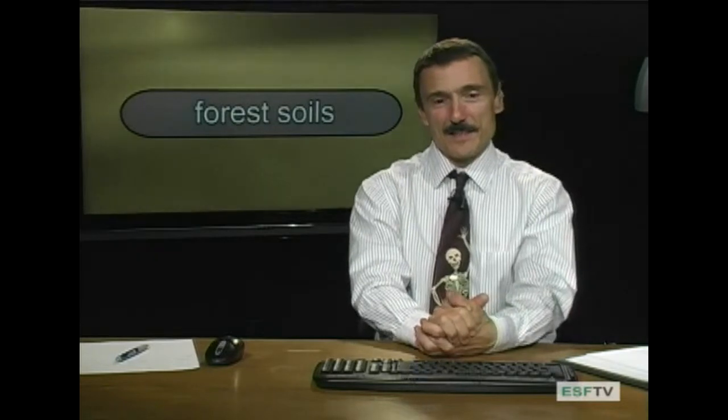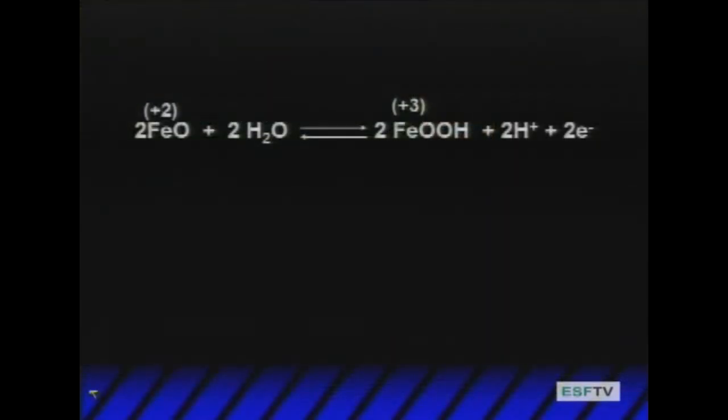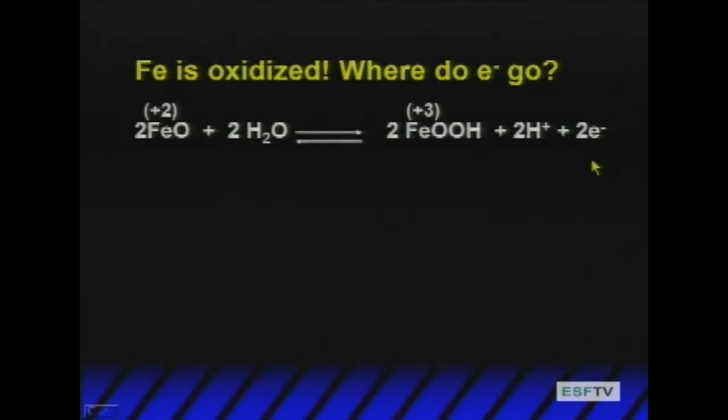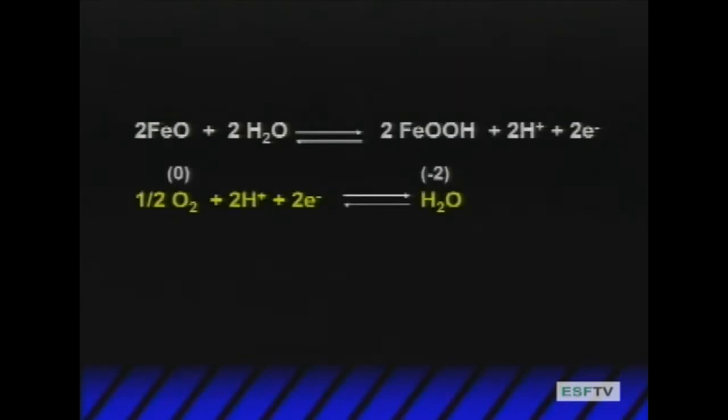Let's look at the process. We have iron here, the +2 valence, and it's going to +3. So what's this process called? We go from +2 to +3. We lose electrons. That is oxidation. And in the process, we generate electrons. Those electrons have to go somewhere. So where do those electrons go? They don't just disappear. Here's an example of what happens.